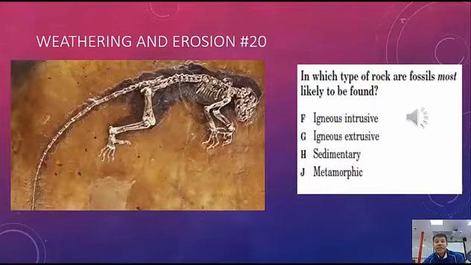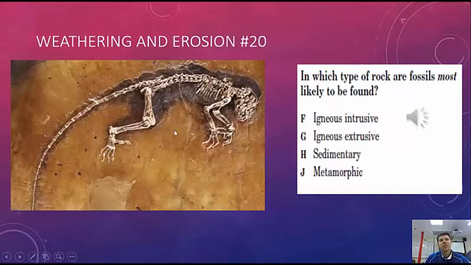Alright, number 20, this is a good question. Which type of rock are fossils most likely to be found in? If you know the difference between an igneous rock, a sedimentary rock, and a metamorphic rock, this should be an easy question. Since igneous rocks are formed from the cooling of lava for the igneous extrusive, or magma from the igneous intrusive, you're not going to have any fossils.